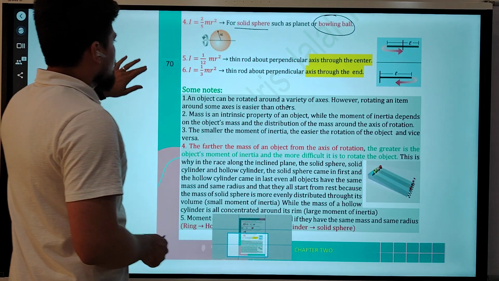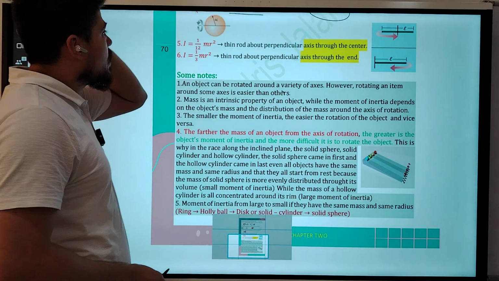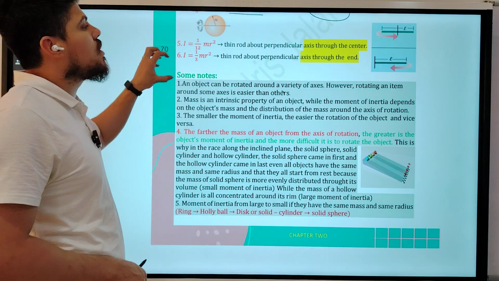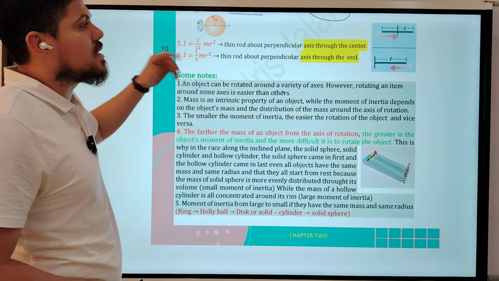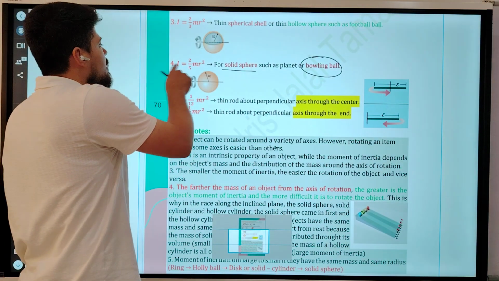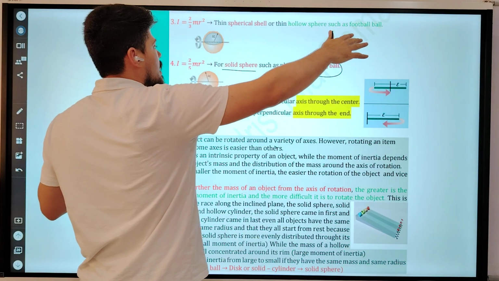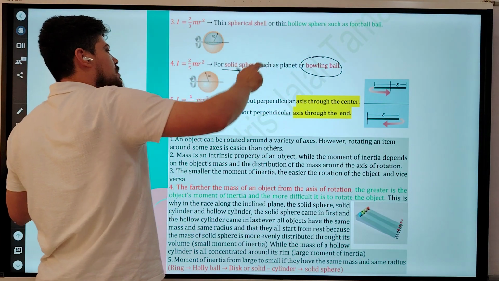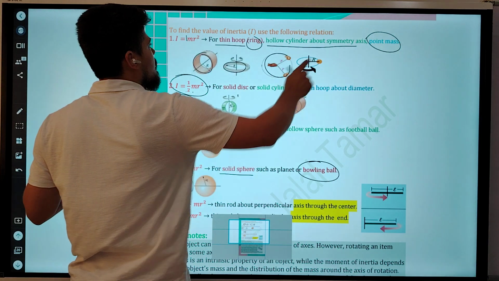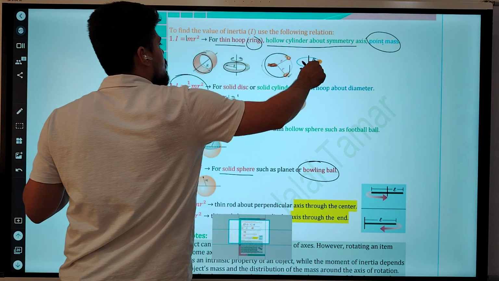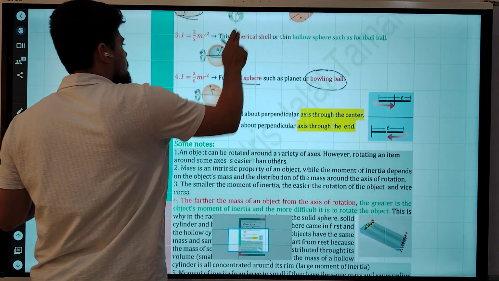Okay? So it is not necessary for the bowling ball or the solid sphere to always have 2/5 mr squared. It depends. The solid sphere has I equal to 2/5 mr squared when it is rolling. But when you fix it at the end of the string, it becomes what? A point mass, as you can see in this figure. Okay?